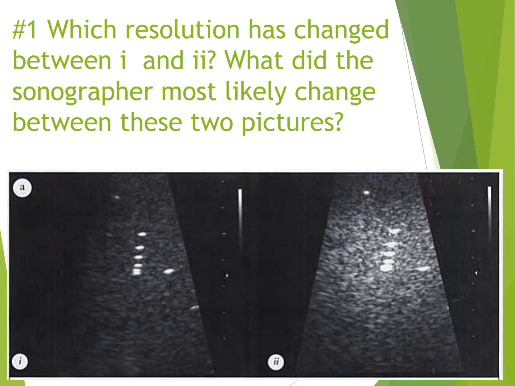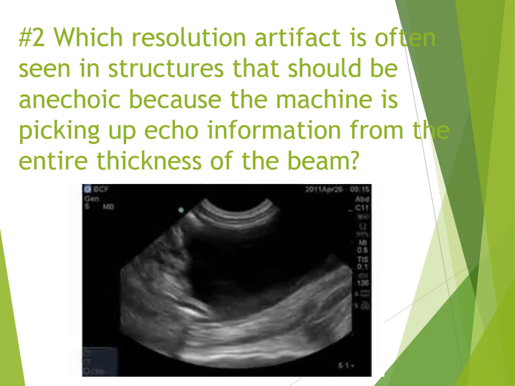Number 1, which resolution has changed between I and II? What did the sonographer most likely change between these two pictures? Number 2, which resolution artifact is often seen in structures that should be anechoic because the machine is picking up echo information from the entire thickness of the beam?